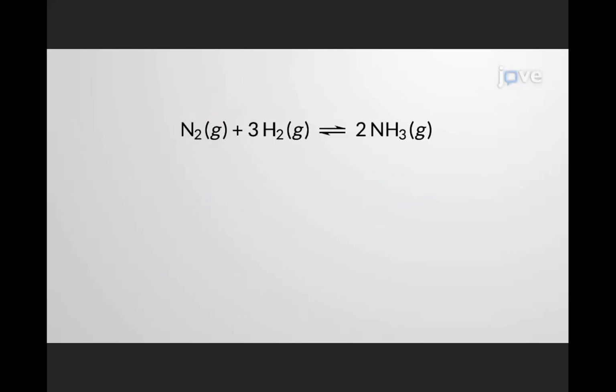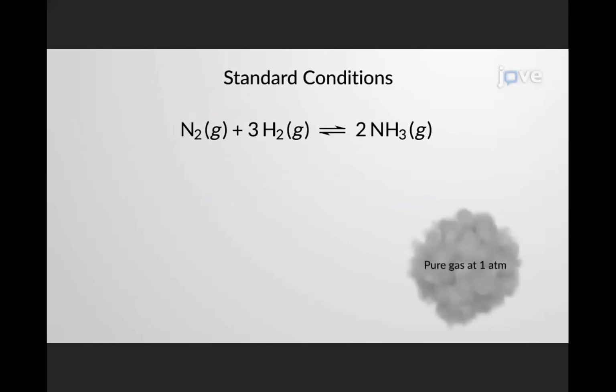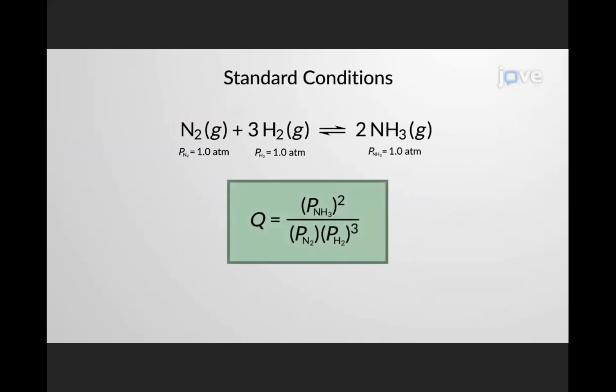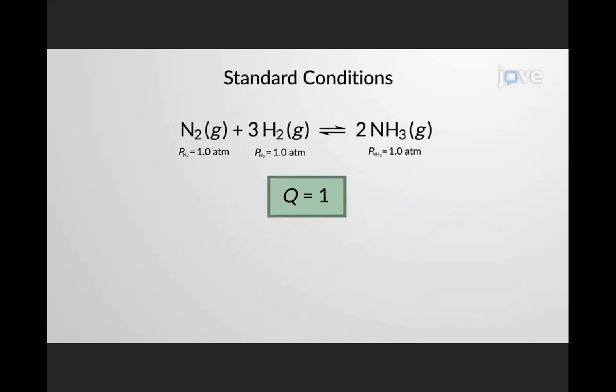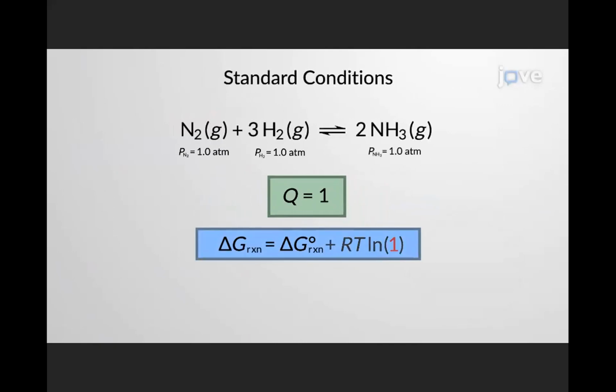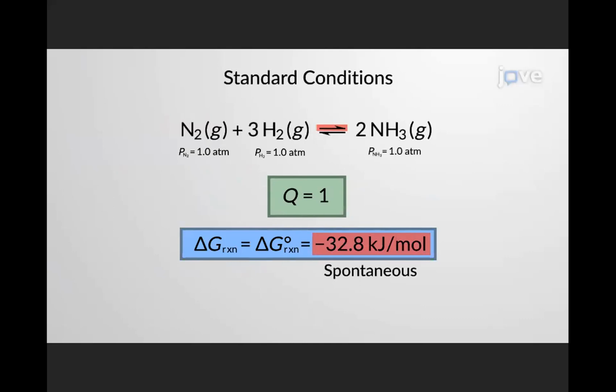Consider the synthesis of ammonia gas from nitrogen and hydrogen at 298 Kelvin. Under standard conditions, which for a gas is the pure gas at 1 atm, the partial pressures of all the components are equal to 1 atm, and the magnitude of the reaction quotient equals 1. Thus, the free energy change of the reaction is equal to the standard free energy change of the reaction, negative 32.8 kilojoules per mole, and the forward reaction is spontaneous.